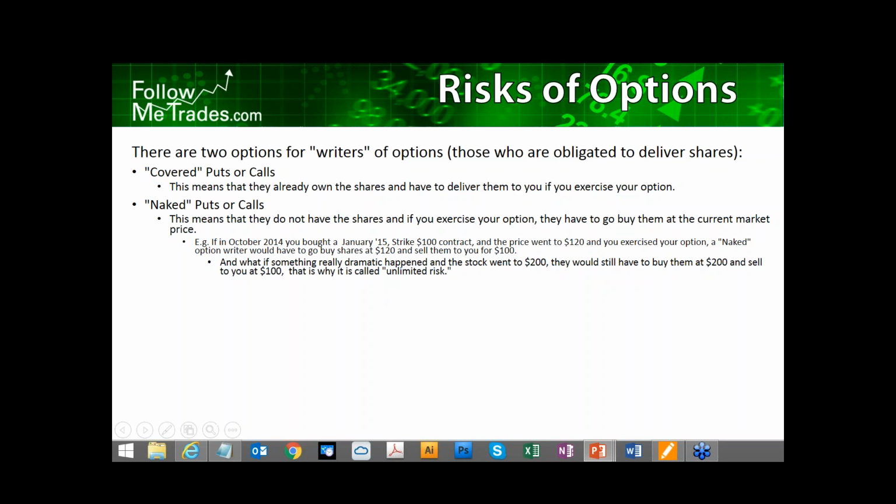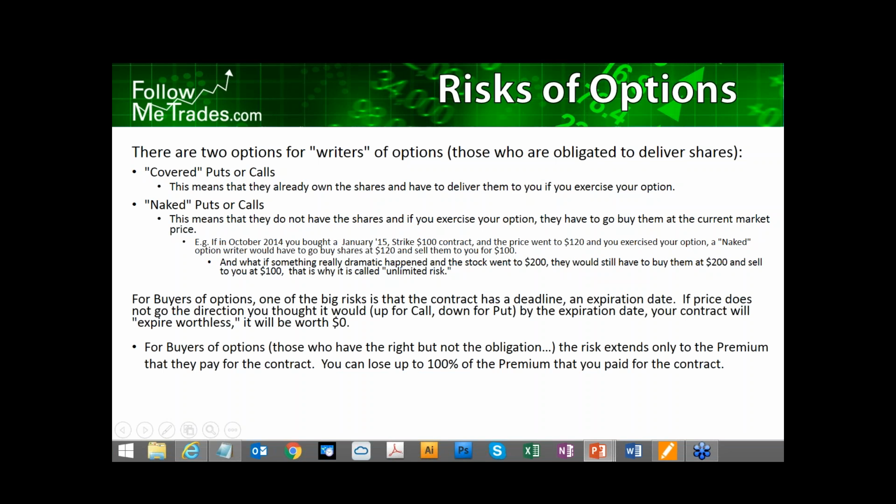That's called unlimited risk. And particularly with put contracts, people are writing naked put contracts. Bad news comes out in a company, its stock tumbles, and they're on the hook to buy them at the strike price. I'm not really interested in that. Okay, so that's for writers.